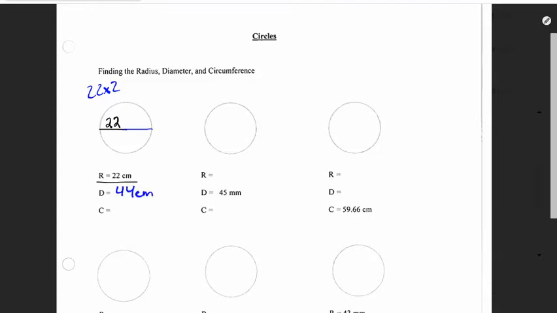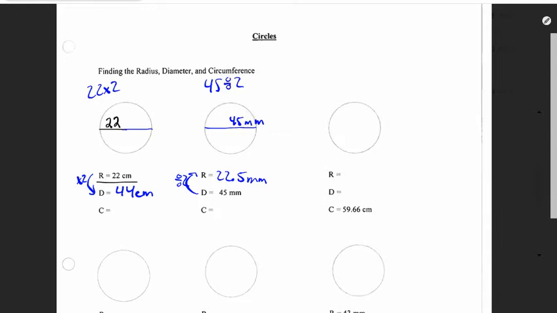Okay, it's the same thing if I'm going backwards from a diameter. They're saying that the diameter here, all the way across, is 45 millimeters. So if I want the radius, now instead of timesing by 2 like when I had the radius, if I'm going to go backwards, I'm going to have to divide by 2. So 45 divided by 2 is 22.5 millimeters. Okay.